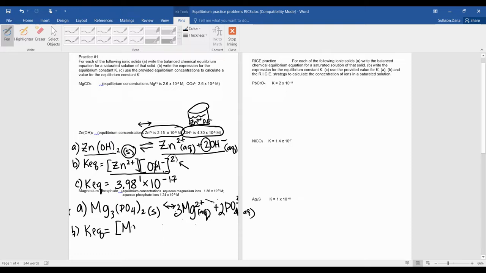equals magnesium to the power of 3. I got my PO4 to the 2, squared it. And after I plug in and take the cube and take the square and then multiply, I get an answer of 9.89 times 10 to the negative 25.